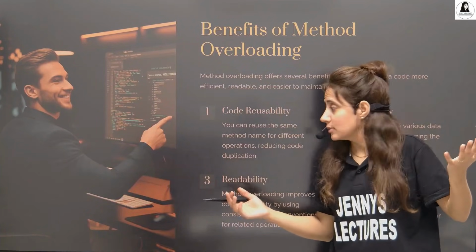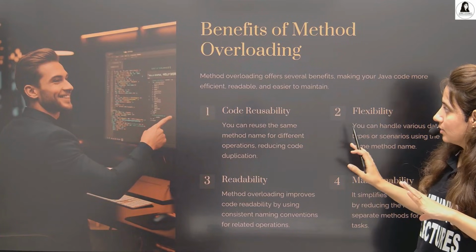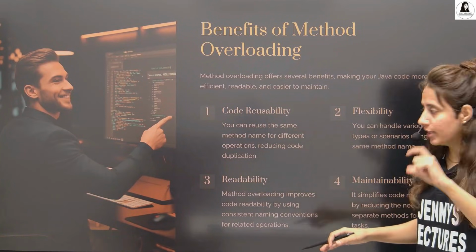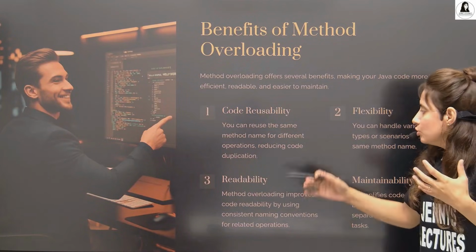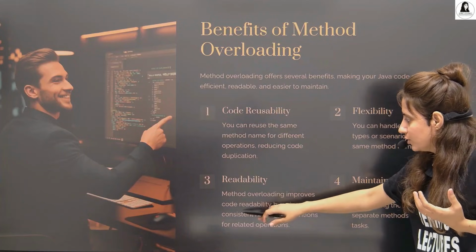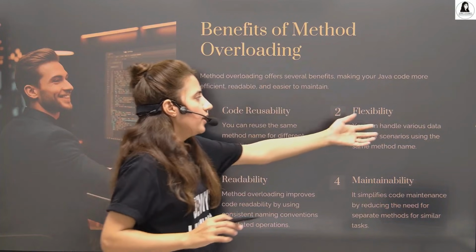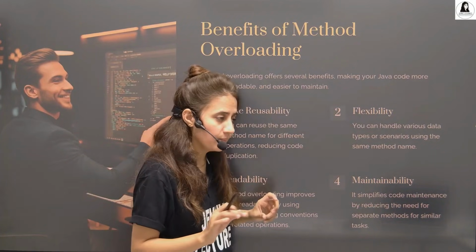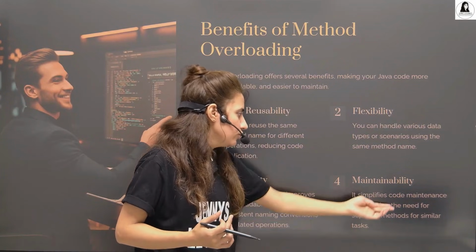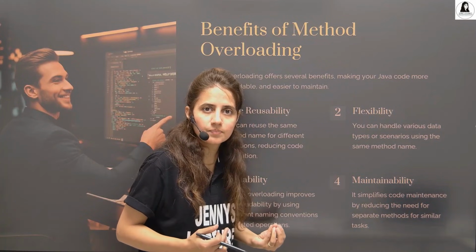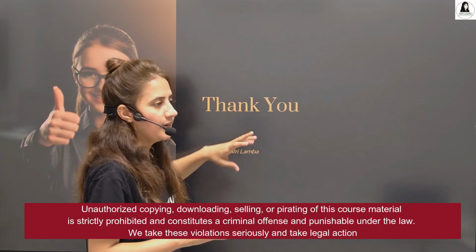Benefits also I have told you already. Code readability, flexibility, reusability and maintainability. Reusability means the same name we can use again and again. Readability means obviously same name we are taking, different parameters we are passing, so it would be more readable because it provides a consistent naming convention for related functions for similar action. We can handle various data types or scenarios using the same method name, so it provides flexibility. Maintainability also, by reducing the need for separate methods for similar tasks. You can take only a single method name, so it is going to increase the maintainability also.